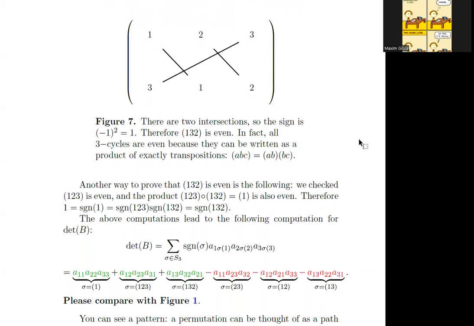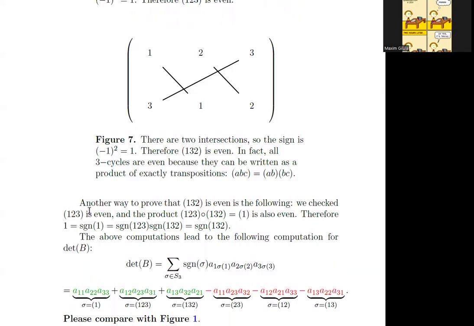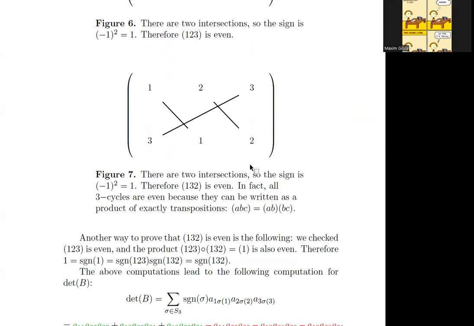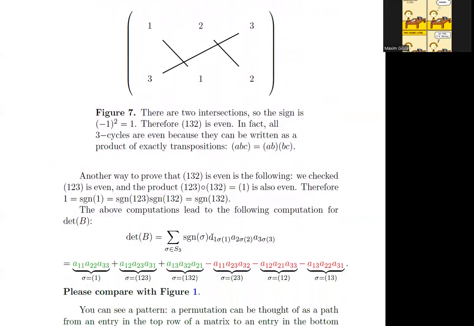So another way to prove (1 3 2) is even is more algebraic. We checked (1 2 3) is even, and now the product (1 2 3) composed with (1 3 2) is actually the identity, which is also even. Therefore, 1, which is the sign of the identity permutation, is the sign of (1 2 3) times the sign of (1 3 2) by the theorem. And the sign of (1 2 3) is 1. So we could plug that in, and we conclude that the sign of (1 3 2) is 1. And this leads to the following computation for B, which is our 3 by 3 matrix. So here, except A should be replaced by B.